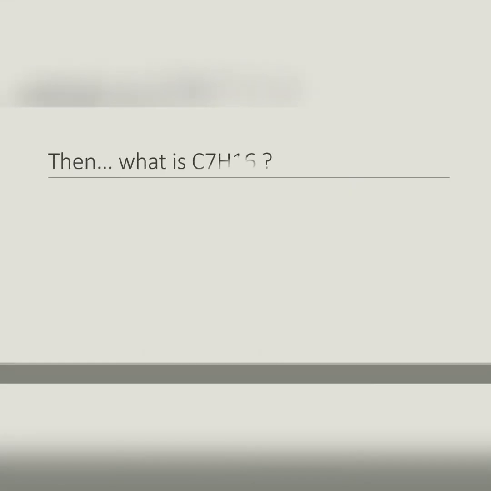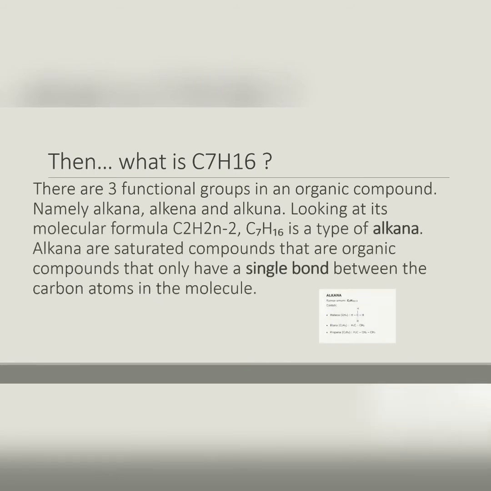Then, what is C7H16? There are three functional groups in organic compounds, namely alkane, alkene, and alkyne. Looking at its molecular formula, CnH2n+2, C7H16 is a type of alkane. Alkanes are saturated compounds, that is, organic compounds that only have a single bond between the carbon atoms in a molecule. As you can see in the picture.